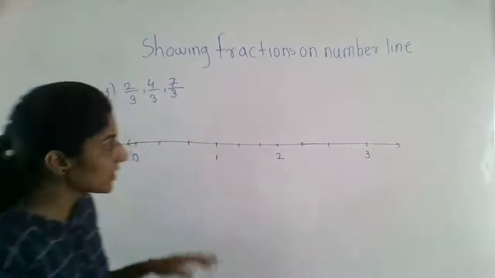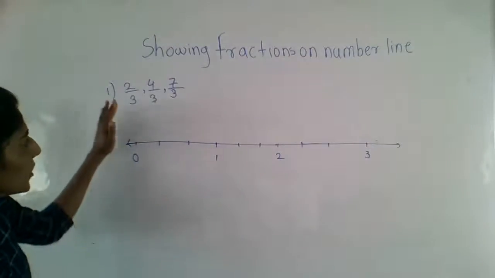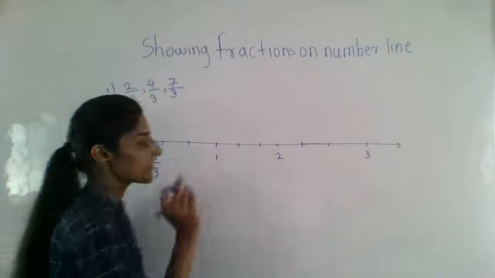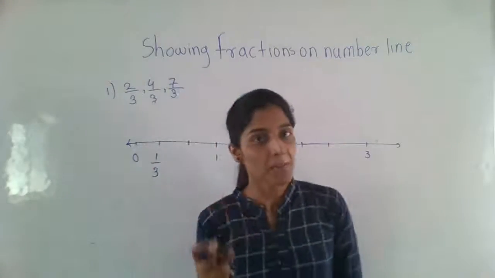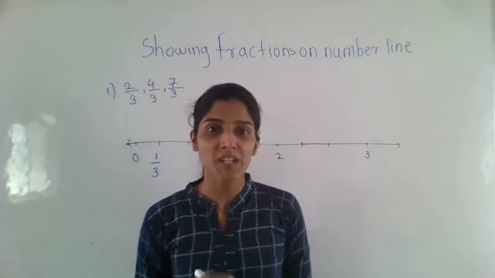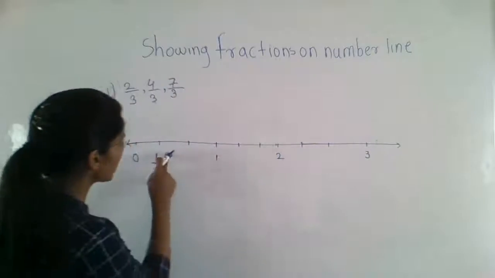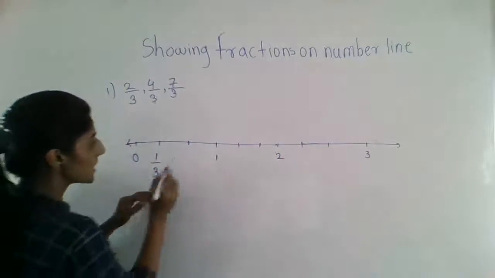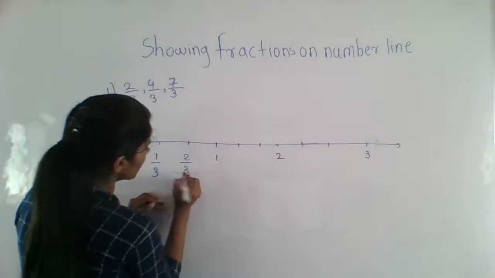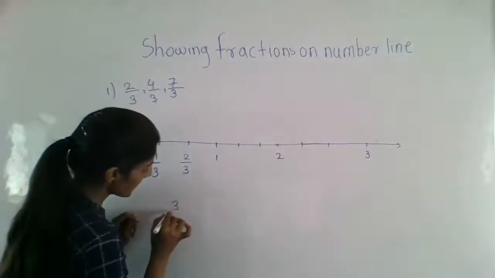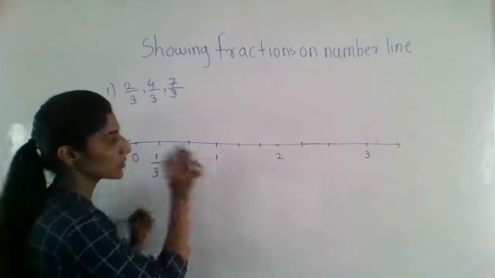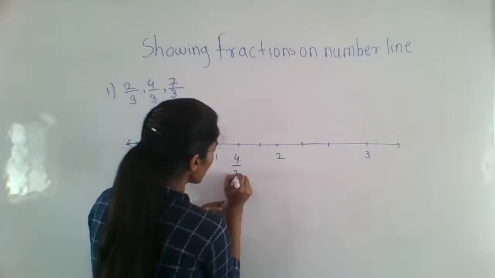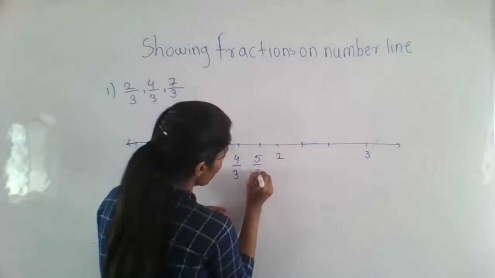Okay. Now here we have to represent the number 2 by 3. What is this? 1 by 3, because it is divided into 3 equal parts. Each unit is divided into 3 equal parts, and that is the first part of your first unit, that is 1 by 3. Here 2 by 3, and we know that when we get 3 by 3 that is equal to 1. Now here 4 by 3, next is 5 by 3.